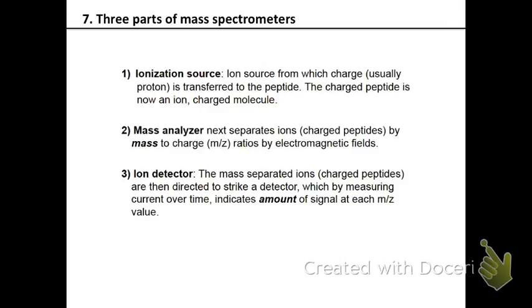In more complex samples where the charges of the peptides might be different, the story is different. All right. The next component is the ion detector. So this detector basically detects the presence of a peptide. So the mass-separated ions, so these charged peptides, are directed to strike a detector, and the detector measures current over time, basically indicating the amount of signal at each mass-to-charge ratio.